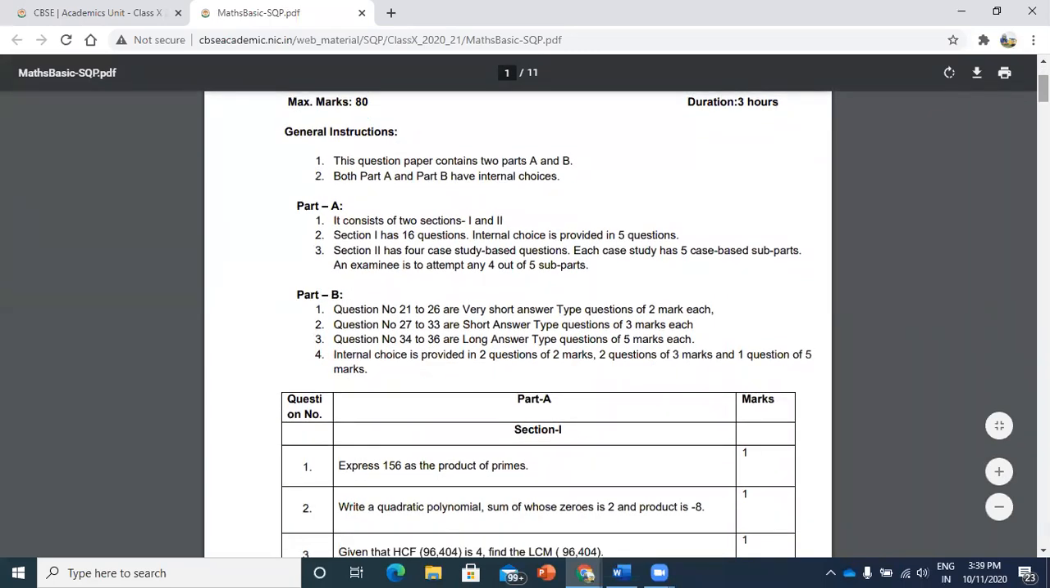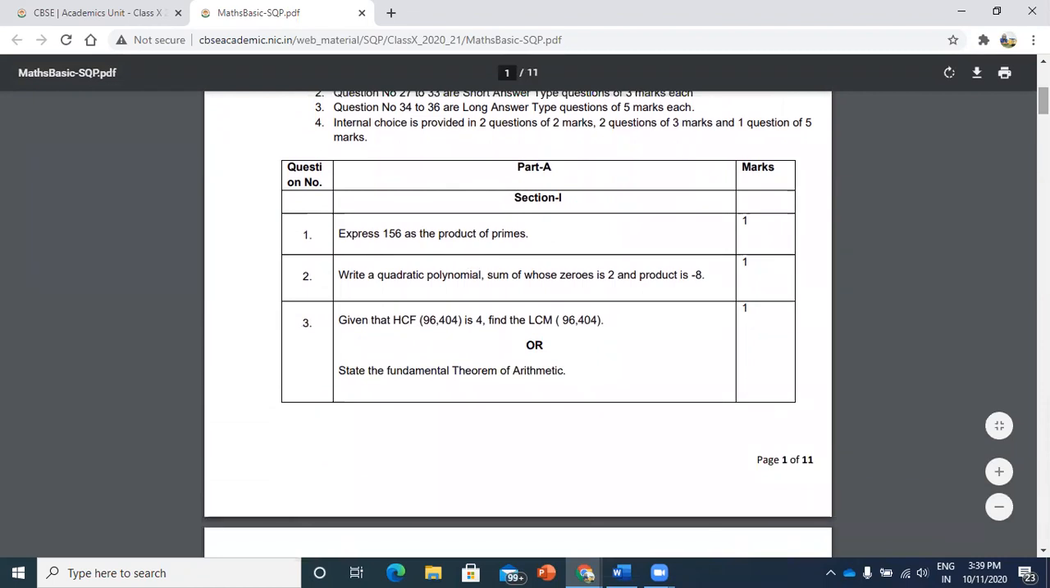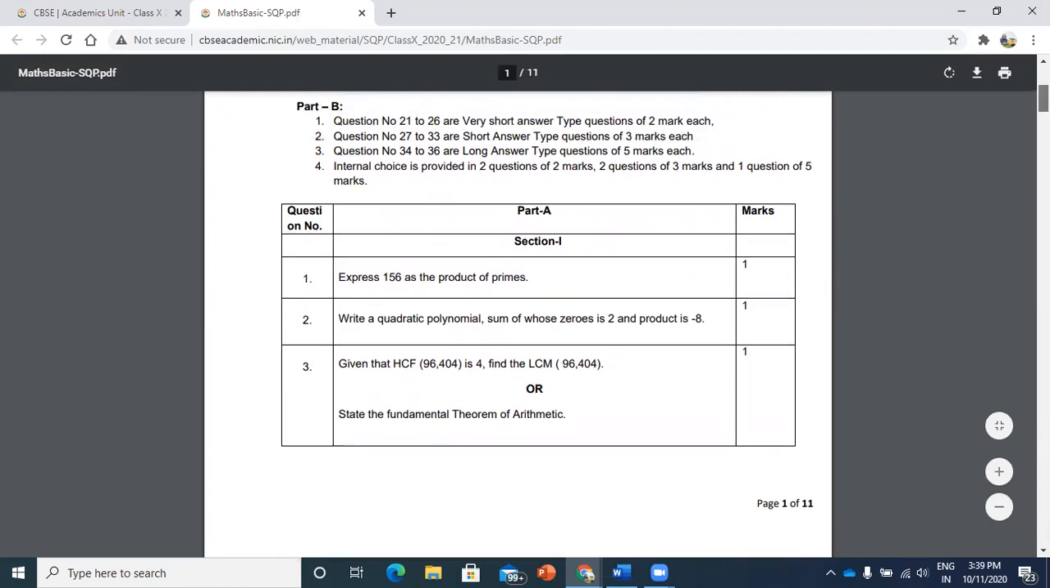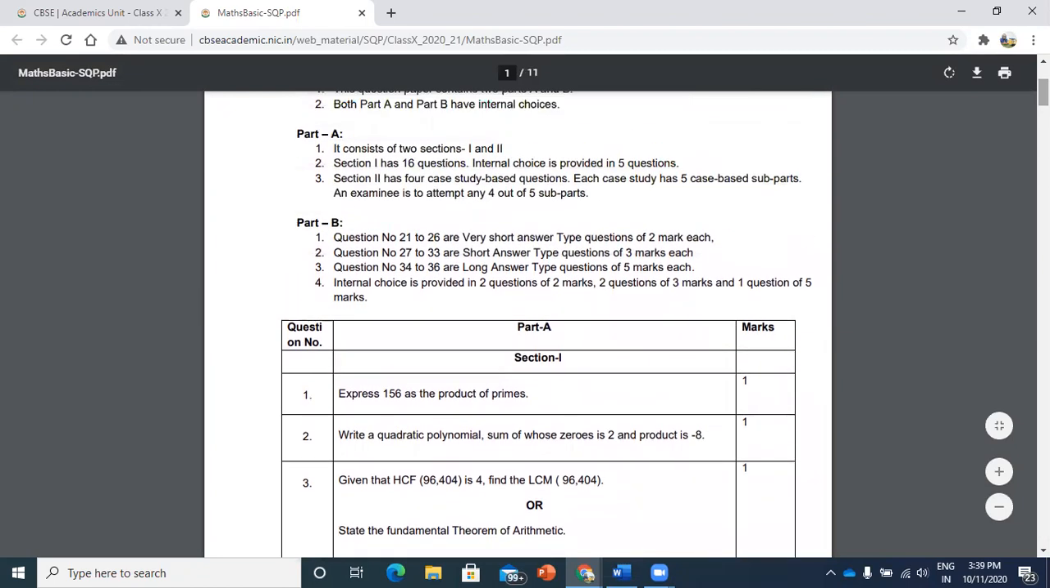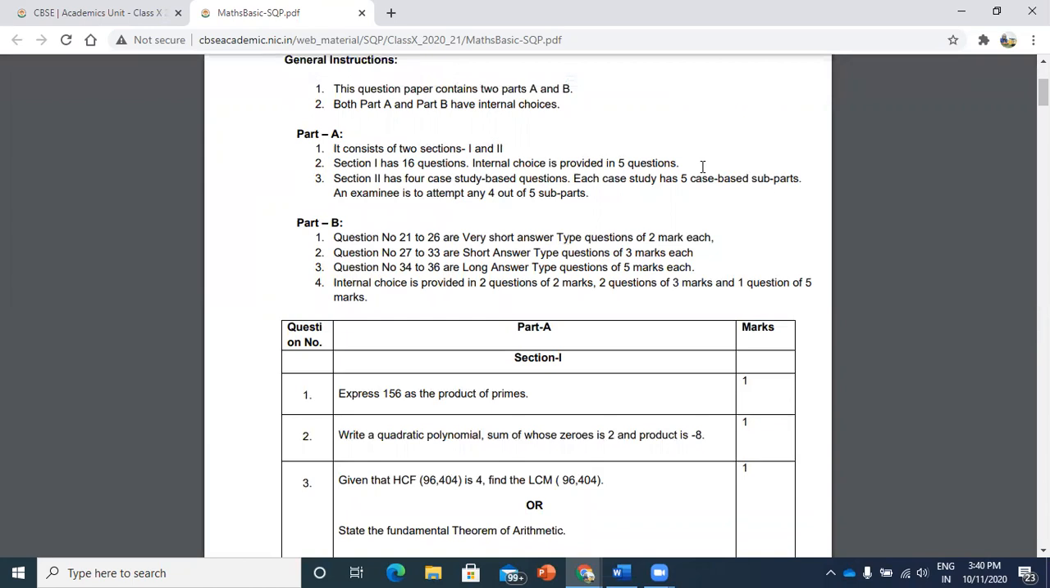So let's go through the basic paper first. This is a basic paper as I study this. And if you look through the questions, they are very, very basic questions. Express 156 as a product of primes, write a quadratic polynomial, sum of whose zeros is 2 and product is -8. So these are all very direct questions, and internal choices are provided here. Section 1 itself has 16 questions and internal choice is provided in 5 questions, which is quite a lot. So out of 16, there's 5.